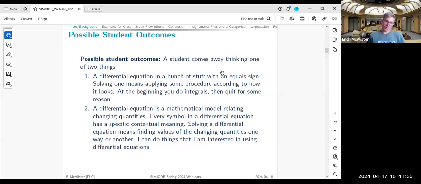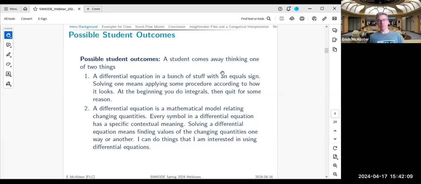The other side of that dichotomy is a differential equation is a mathematical model relating changing quantities. Every symbol in a differential equation has a specific contextual meaning. Solving a differential equation means finding values of the changing quantities one way or another. I can do things that I'm interested in using differential equations. Now, clearly, I'm setting up a dichotomy, and the latter is preferred to the former.